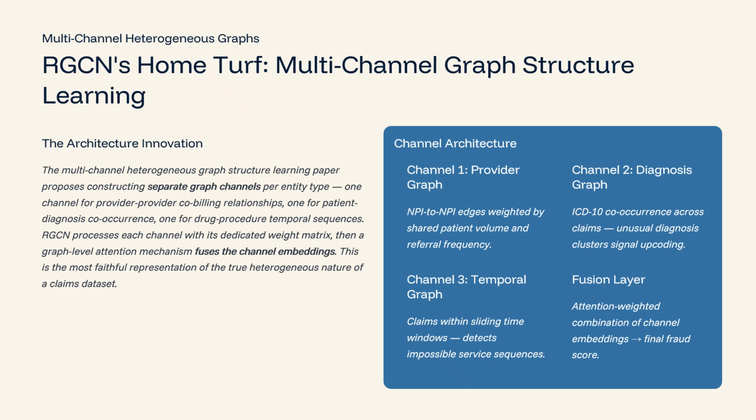Each channel gets its own RGCN weight matrix. Then a graph level attention mechanism fuses the channel embeddings into a final fraud score. Here's why this matters operationally. The provider channel surfaces collusion rings through co-billing density. The diagnosis channel surfaces upcoding through anomalous ICD-10 co-occurrences. The temporal channel surfaces impossible service sequences, and a monolithic graph averages all of these signals together.